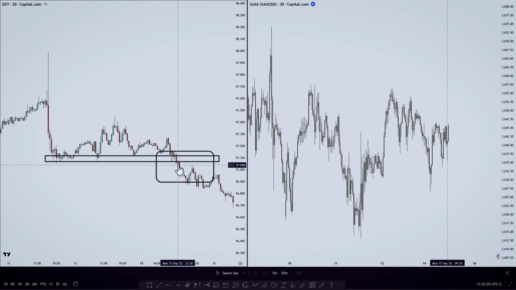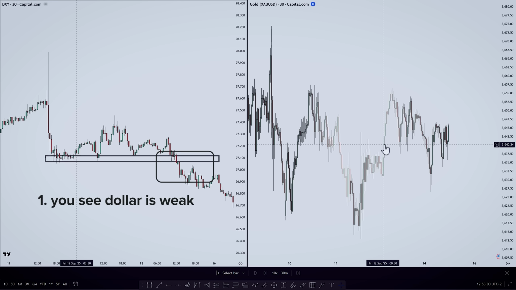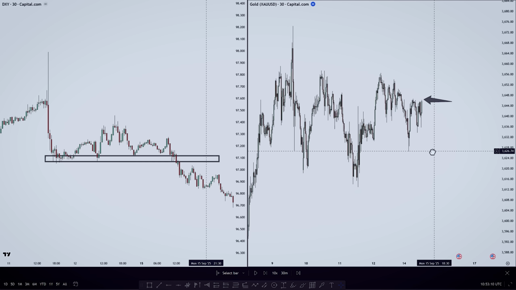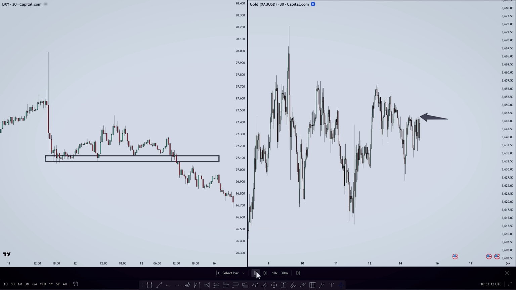Most traders, they are staring at gold right now, seeing nothing. They have no idea what's coming. But you do. You saw the dollar break. You know the explosion is coming. You are positioning yourself for a move that hasn't even started on the gold chart yet. And you enter.